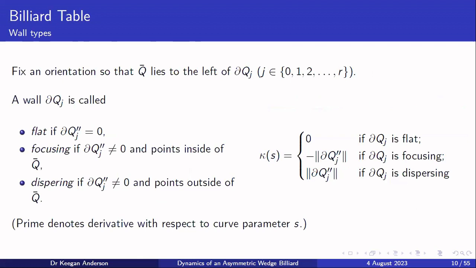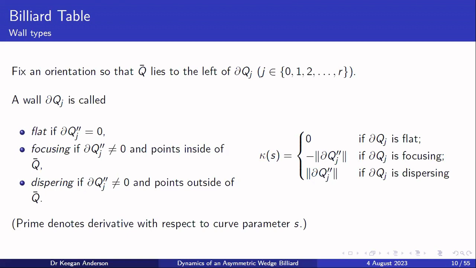And I also want to just talk about the walls of the billiard table itself. Usually the wall is the boundary of our region, and we tend to fix an orientation so that the region lies to the left of a wall. And using that, using some terminology from differential geometry, we can distinguish three kinds of wall. One where the wall is flat, usually represented by a straight line. And then you have a focusing wall and also a dispersing wall.